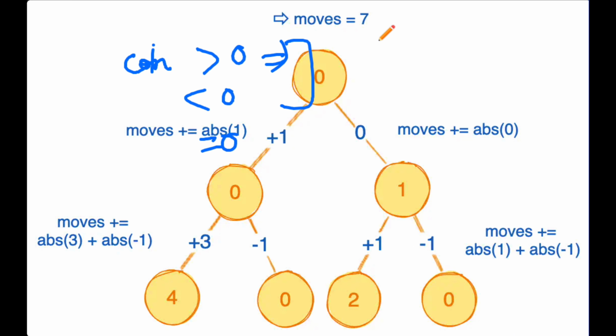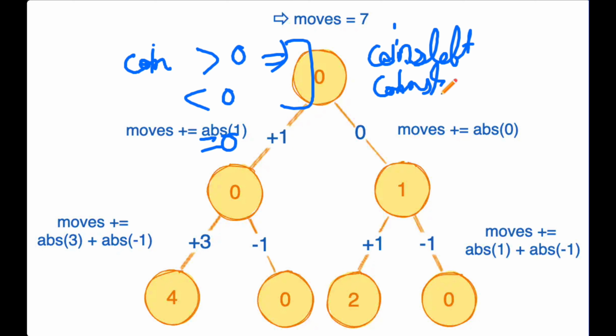So for us, the idea is simple. We will get the coins from the left side, let's call them coins left. And we'll get the coins from the right as well, you can call it coins right. And for the current node, for example for this node, the value will be equal to the coins we have got from the left child plus the coins we have got from the right child.